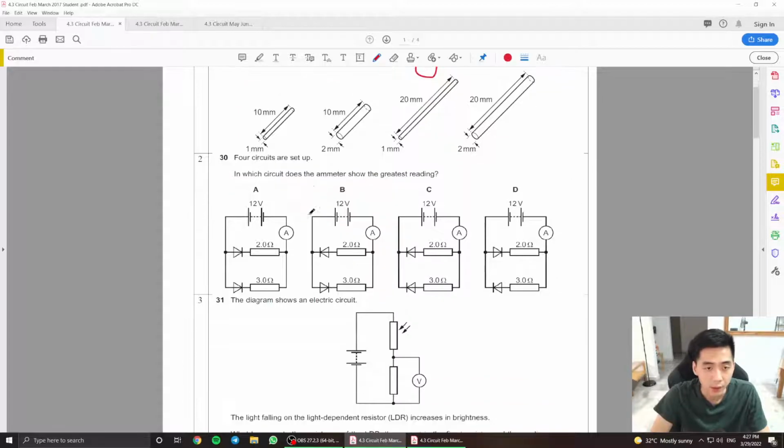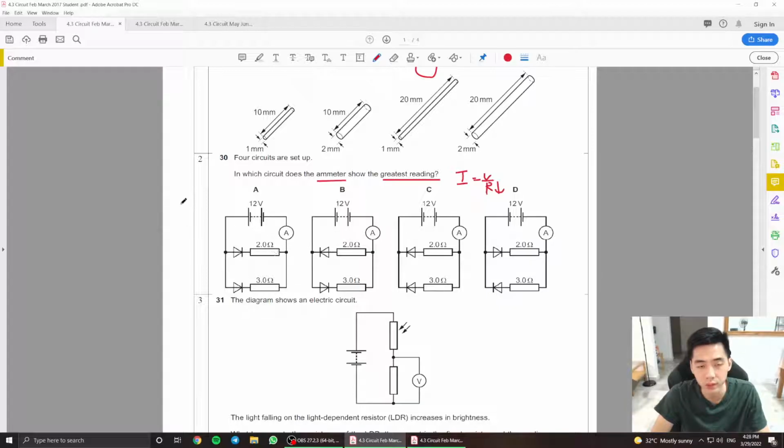Then question number 2, 4 circuits are set up. In which circuit does the ammeter show the greatest reading? In order for the ammeter to show the greatest reading, I will be equals to V over R. We'll need to have the smallest resistance.